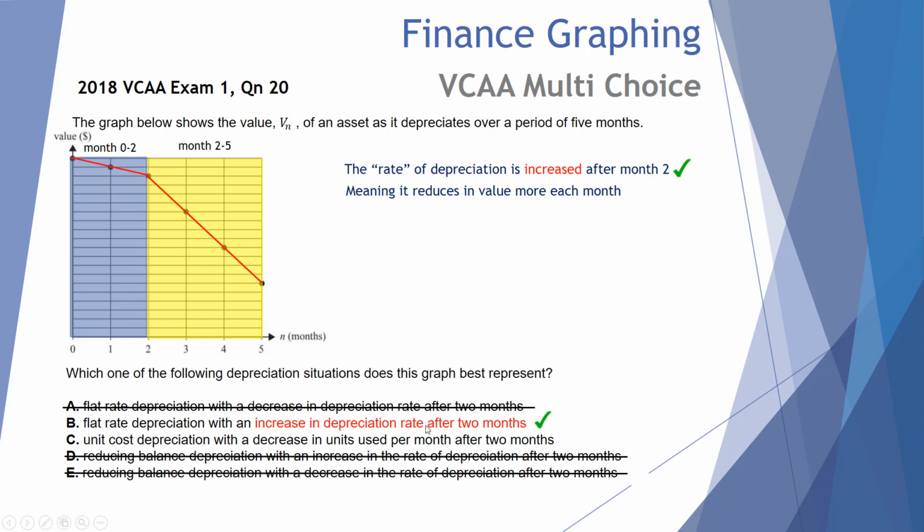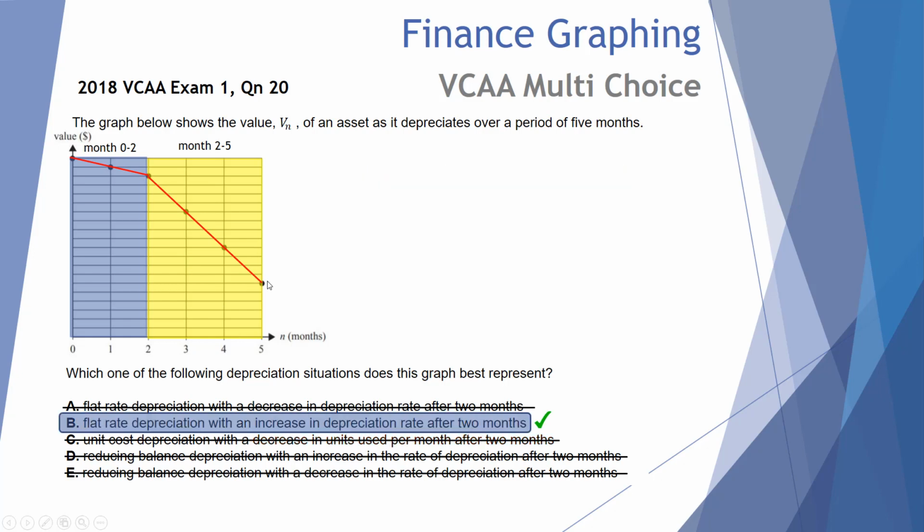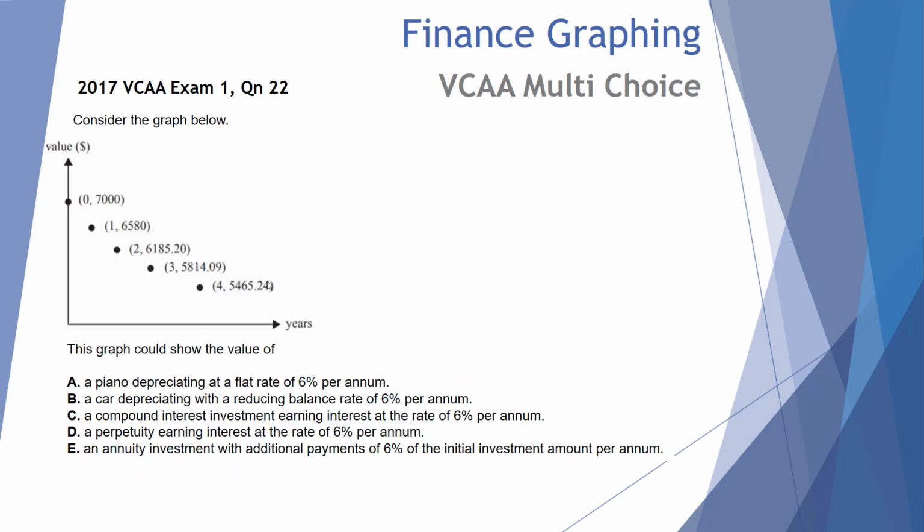Option B said it's a flat rate depreciation with an increase in depreciation after 2 months. That sounds good. And option C said it's a unit cost depreciation. Well, really this would have units like kilometers or pages or copies if it was going to be a unit cost depreciation. It also says with a decrease in units per month after 2 months. So that would be decreasing the rate of depreciation. This is increasing, so that's out as well. So we've been able to eliminate and find that option B was our correct answer.